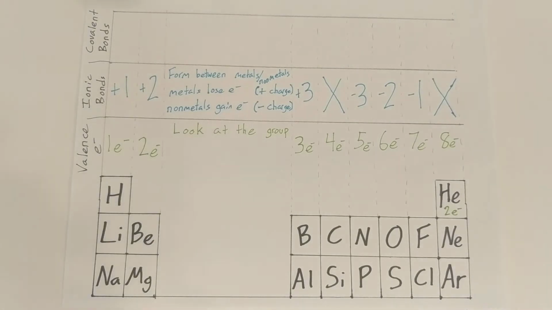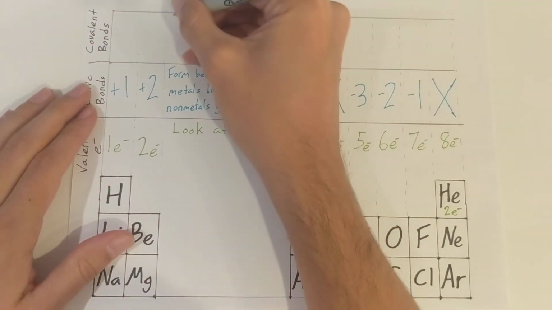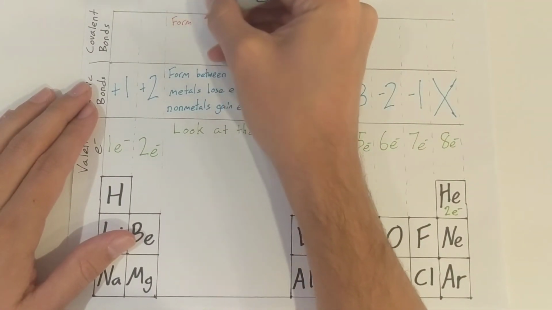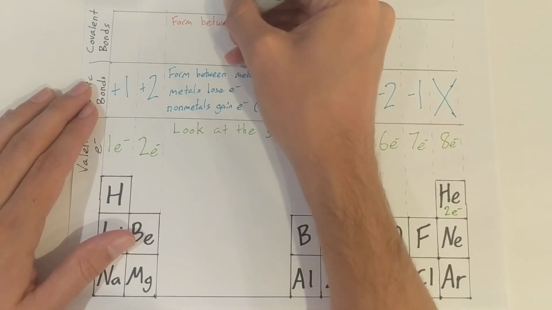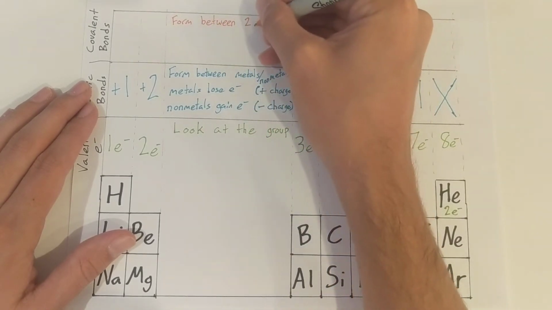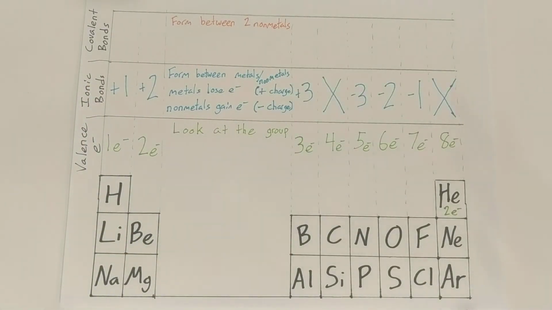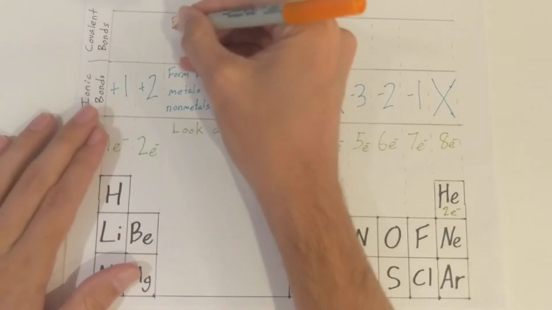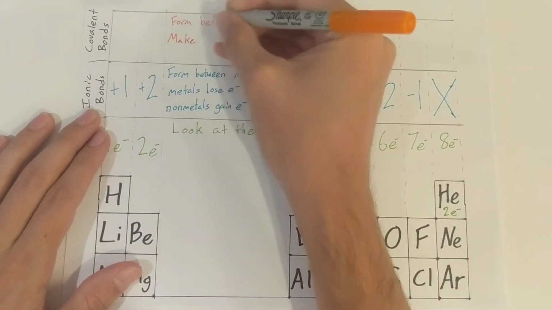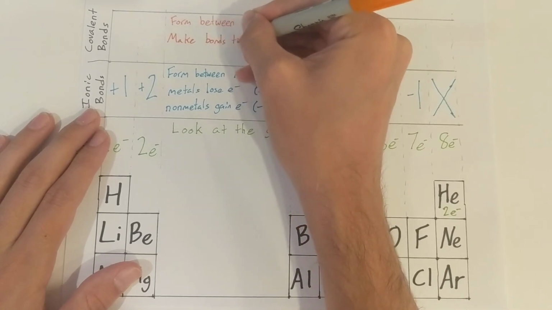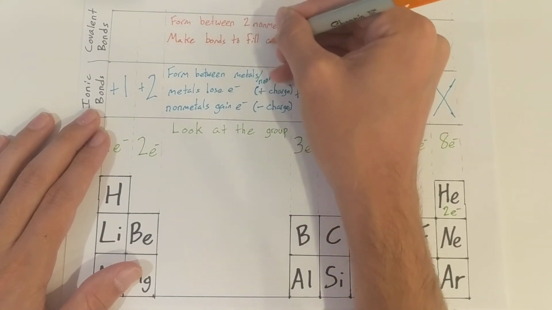So lastly, we're going to be talking now about our covalent bond. This will be a little bit of new stuff. Our covalent bonds form between two nonmetals. And they make bonds to fill their octet, to have as many electrons as that noble gas right next to them. So we're going to say make bonds to fill octet.